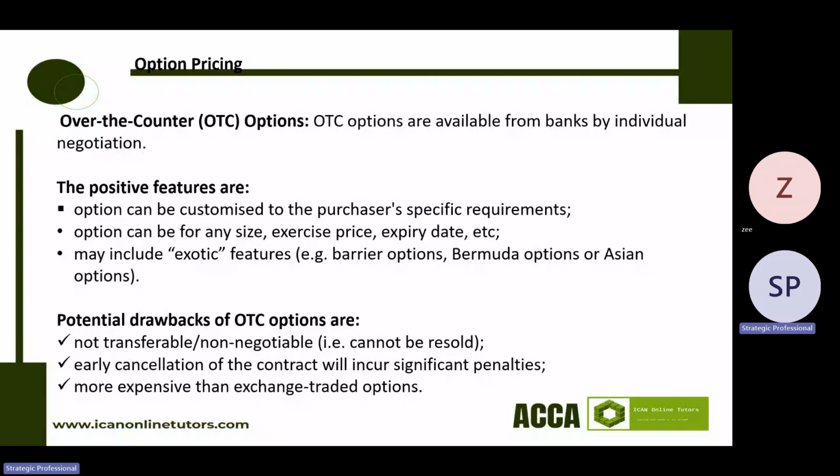So the positive features are this. Options can be customized. I told you that it is like a forward contract. So the options can be customized to the purchaser's specific requirements. The options can be of any size, exercise price, and expiry date, and may include exotic features, e.g., barrier options, Bermuda options, or Asian options. You can ignore this one, this one is just additions.